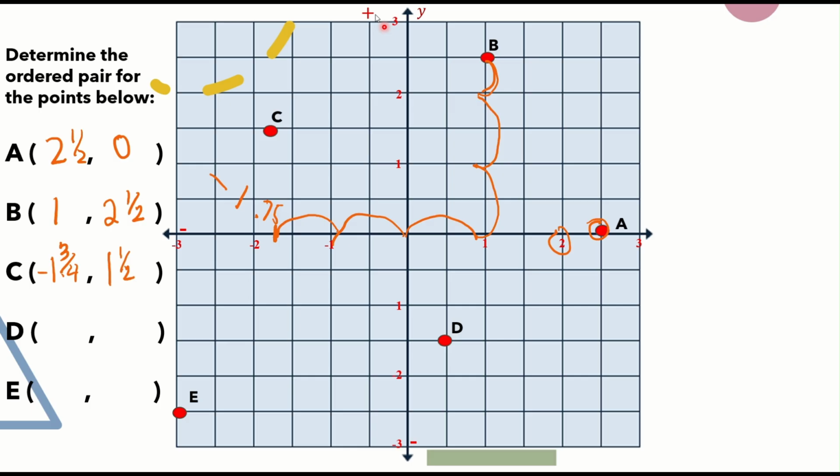Point D, we continue that process. A half, and it's going over positive, and then I'm going down, which is negative 1.5. So half, and then a negative 1.5. Let's look at our last point. I'm going over a negative 3, and I'm going down 2.5, both being negative.